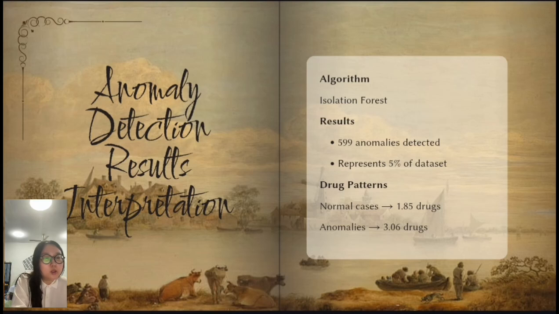Overall, this step adds another layer of understanding of the dataset and helps to identify complex cases that deserve further attention. Thank you for listening.